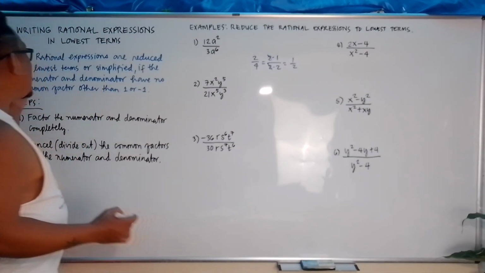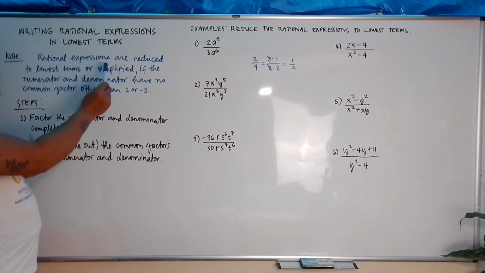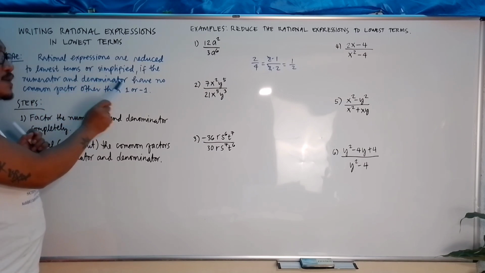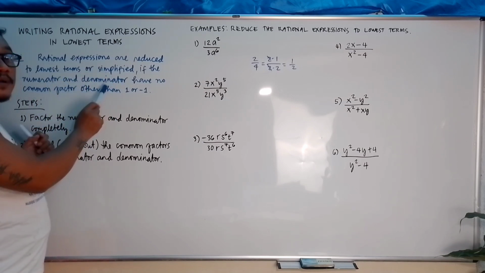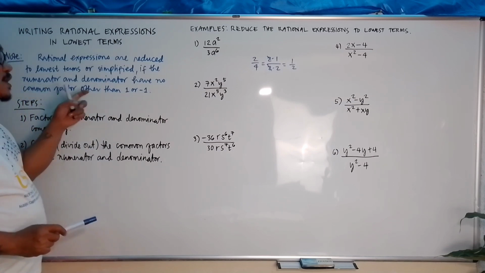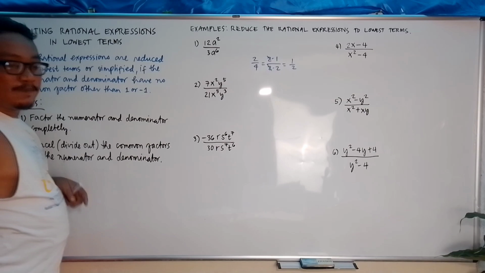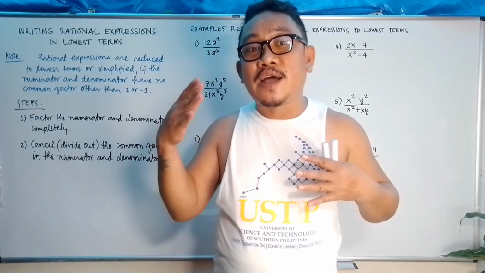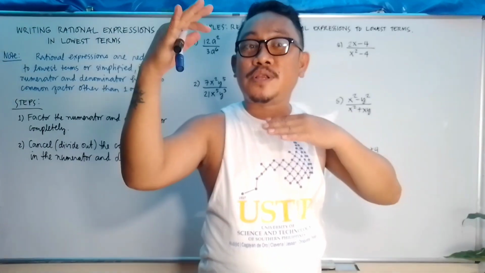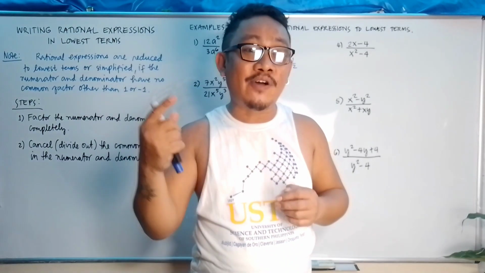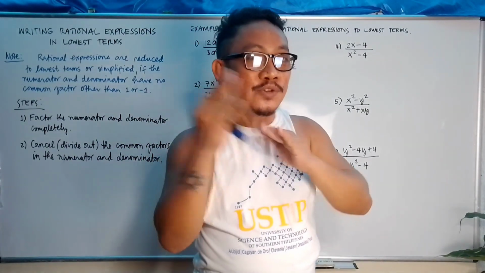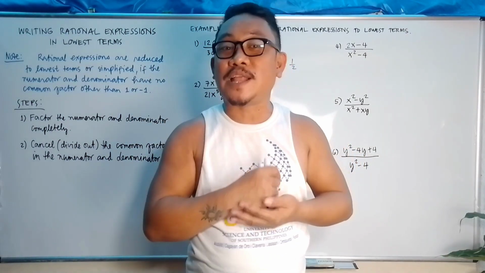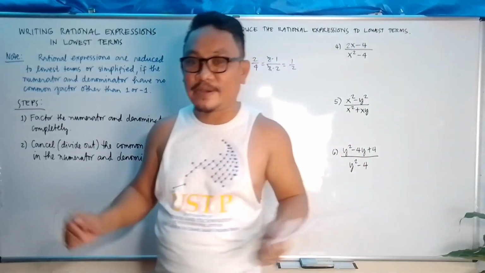Okay? The same as in the rational expression class. It says here that rational expressions are reduced to lowest terms or simplified if the numerator and denominator have no common factor other than 1 or negative 1. Ibig sabihin, we can say that the rational expression is reduced if there is no common factor in the numerator and denominator. Clear? It is reduced or simplified when there is no common factor left in the numerator and denominator.